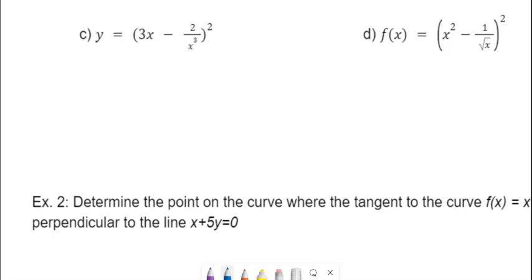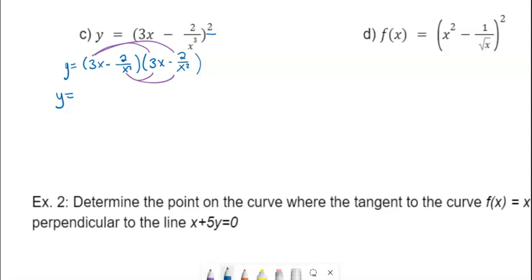So first I'm going to actually expand this out because I know a sum and difference rule. I don't know a multiplication rule yet. So I'm going to write this out twice, expand these brackets. So I'm doing FOIL. I'm going to go first, outsides, insides, and then last.